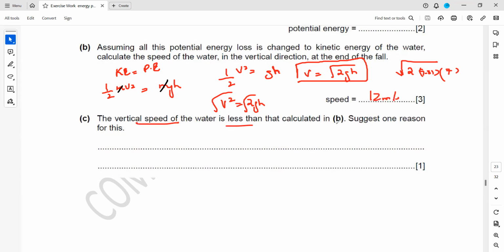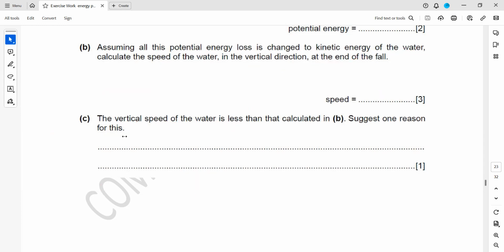The vertical speed of the water is less than the calculated value. When the water is coming down, it has a different speed. We calculated 12, but in reality, the speed won't be 12. It will be less than 12. Why? Because when the water is falling, the air particles oppose the motion. When they oppose the motion, some of the energy will be lost. So in practice, some energy will be lost due to work done against the air resistance. That's why the gravitational potential energy won't be equal to the kinetic energy and it won't give the same result.